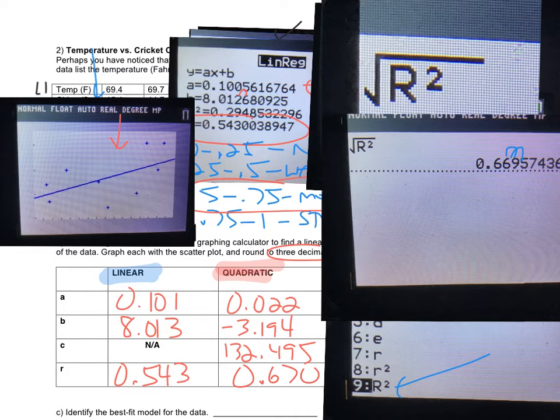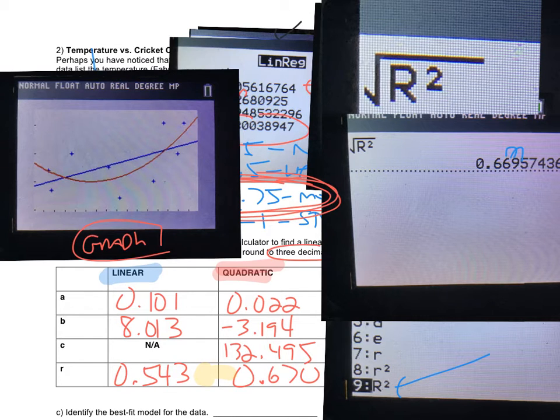So here you're going to have 0.670. Once again, that's in between 0.5 and 0.75. So that's going to be considered a moderate correlation. But if you compare it to the linear, it's a bigger value, so it's a better fit. And if you press graph, your calculator will construct the parabola of best fit on the scatter plot.